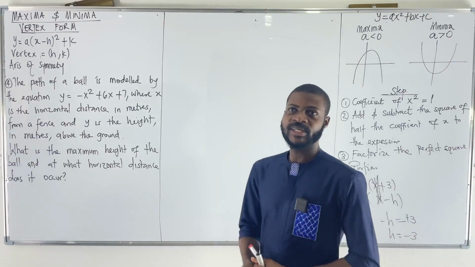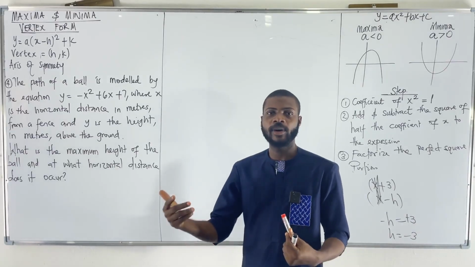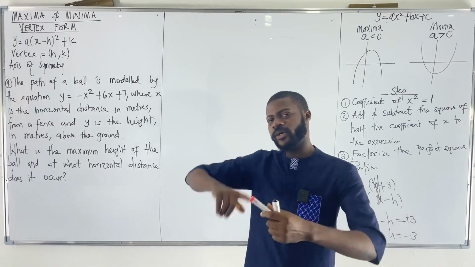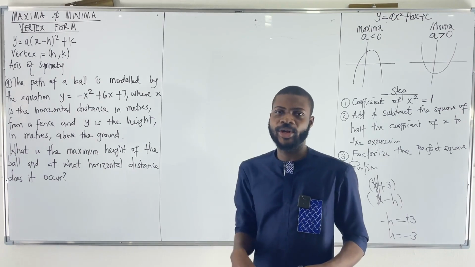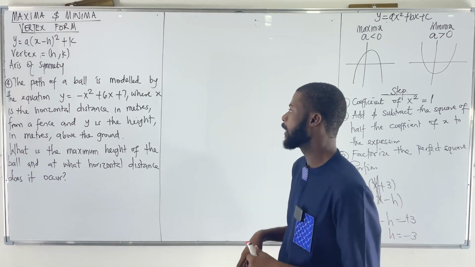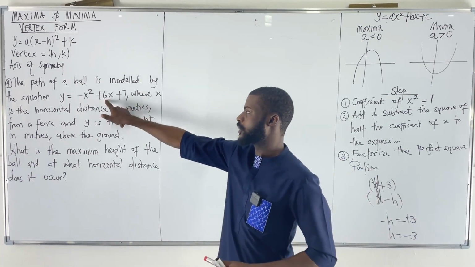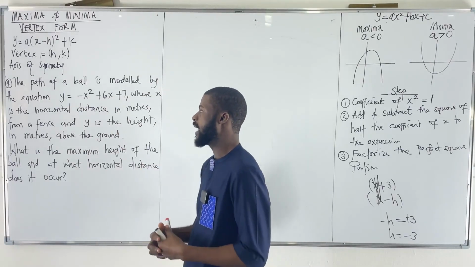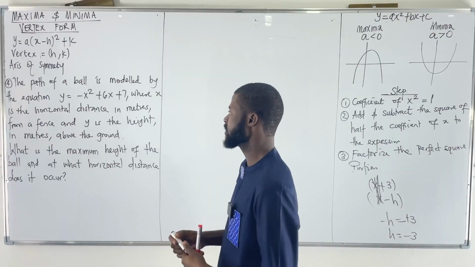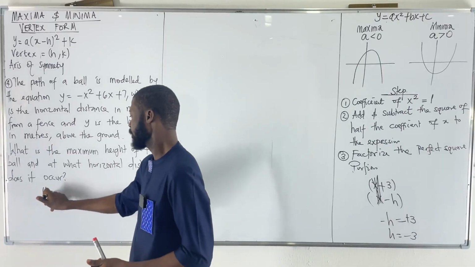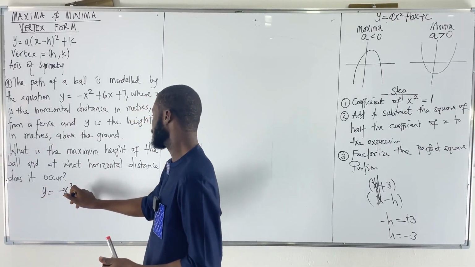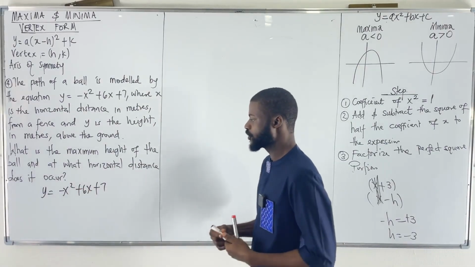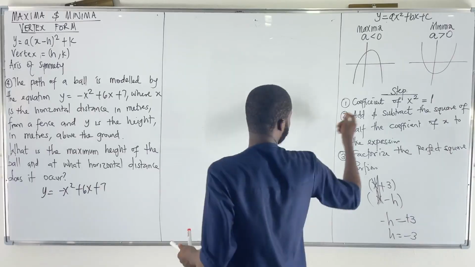Beautiful question. We all know that when a ball is being shot up in the air, like people who play football, it always follows a parabolic curve. So it's like a parabola, and this is the equation of that very parabola. Now we're asked to find the maximum height. So to start with, we have y equal minus x squared plus 6x plus 7.